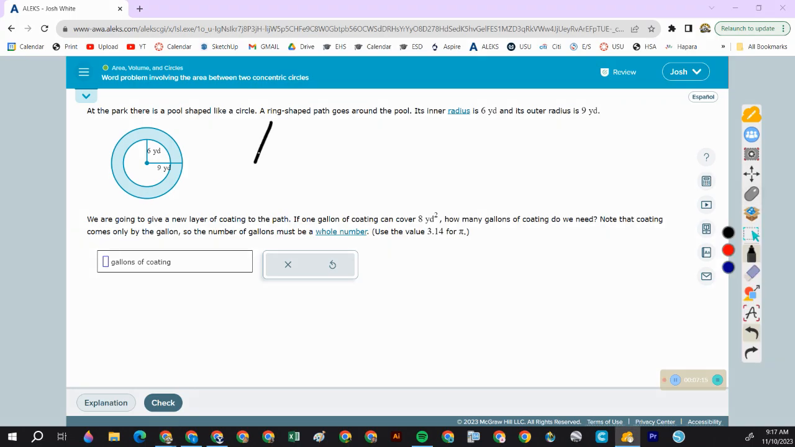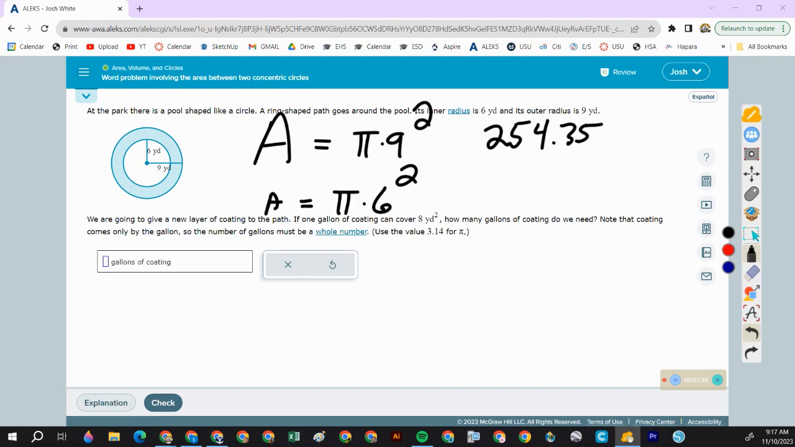So the big circle has an area of pi times 9 squared. The small circle has an area of pi times 6 squared. Okay, so 3.14 times 9 squared is 254.35 yards squared. And then 3.14 times 6 squared is 113.04 yards squared. So the path is simply the difference between those two areas.